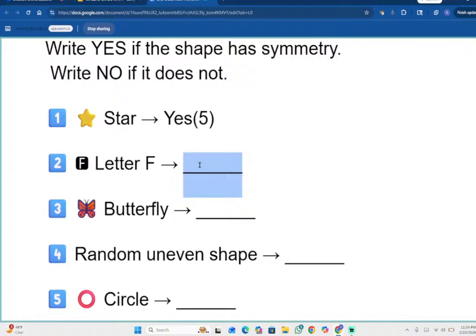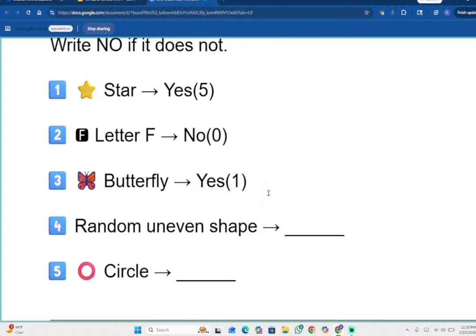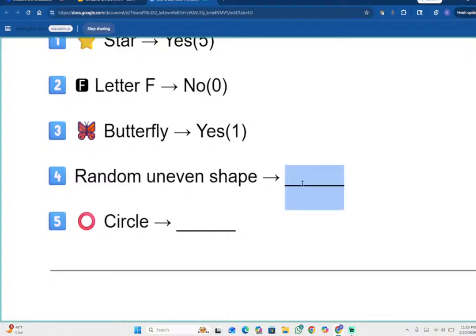Now we already did the letter F, so we know no. And we also did a butterfly. So if we look at a butterfly, it has one vertical line of symmetry. And any uneven shapes, you can just automatically know that they're not symmetrical.